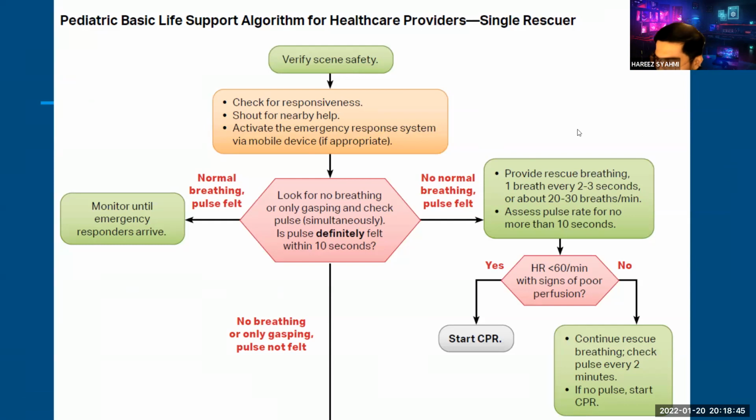Okay, first we need to verify that there is a child having a cardiac arrest and collapse. First we need to verify the scene is safe. Ensure the area is safe by checking for hazards such as electrical equipment or traffic, depending on the environment where the child lost consciousness.